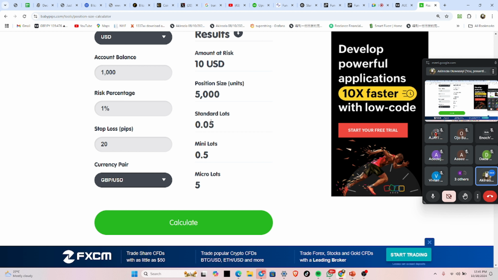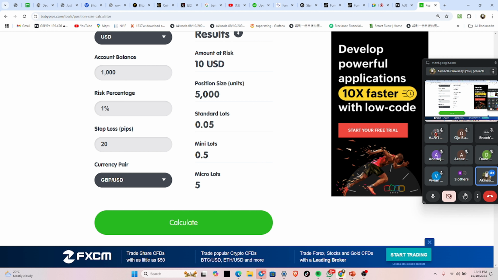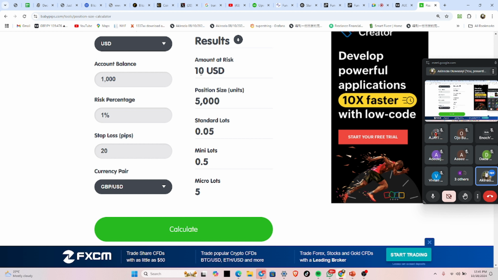If you make use of this lot size as specified by the market itself, by this Babypips position size calculator, you are not going to lose more than what it wrote here. It wrote amount at risk. If at all you are losing, then that means you did not account for the spread before you input the number of pips for the stop loss.